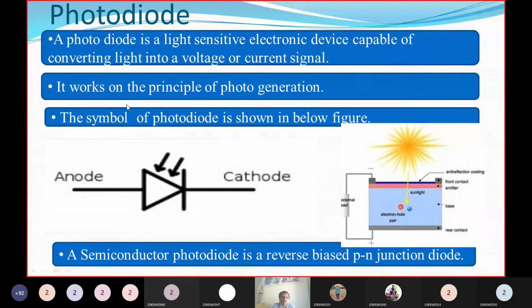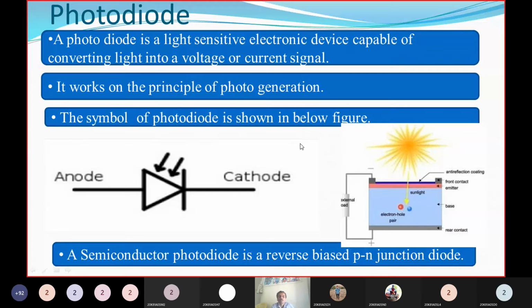It works on the principle of photogeneration. Photogeneration means when light is incident on the material, that light is absorbed and the covalent bonds of the material break. If covalent bonds break, electron hole pairs will be generated. Based on this principle it works.